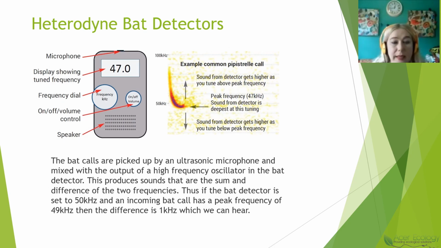It's been quite well explained in this little slide from the Bat Conservation Trust. The call is picked up with an ultrasonic microphone and mixed with the output of a high frequency oscillator inside the bat detector. This produces sounds that are the sum and difference between the two frequencies. So if the bat detector is set at 50 kilohertz and there's an incoming call at 49, then the difference is 1, which we can hear. That's the functionality of the heterodyne detector. So it's not a true depiction of the sound, it's a representation of the sound that the bat makes. But it sounds pretty cute, and I'll play you all the different species now.